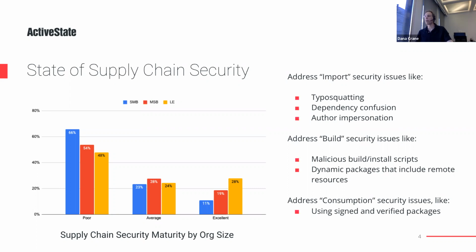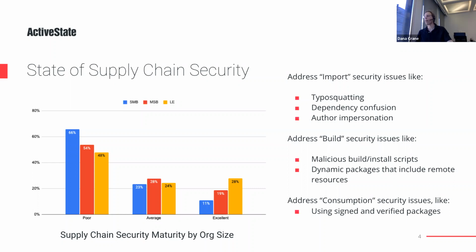There are also build security issues. A lot of our respondents actually don't bring in pre-built packages. They bring in source code from the public repository, but they then need to make sure that things are built securely. You need to understand those install scripts, whether they've been infected or edited. So malicious build scripts are things to look for, or even dynamic packages that pull in resources remotely when they're being built.